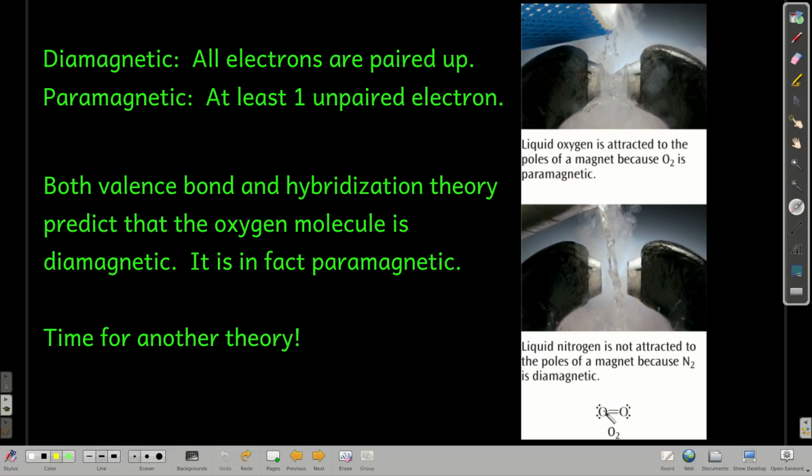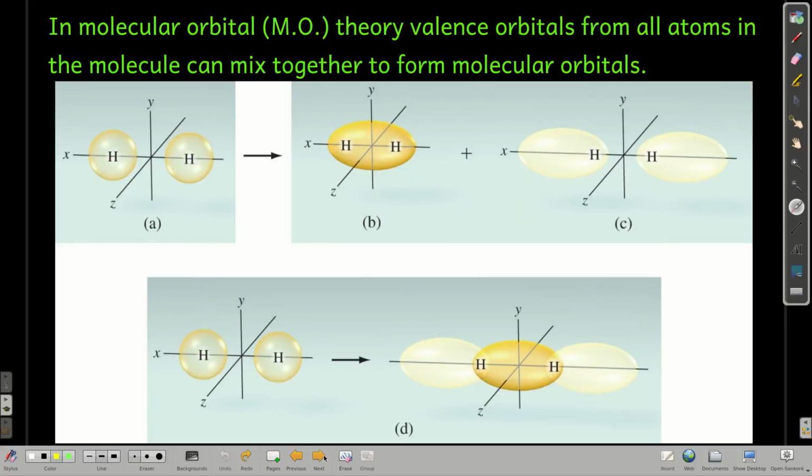There's the Lewis structure for it. All the electrons are paired up. That would make it seem to be diamagnetic. Same thing when you do hybridization theory, everything is paired up. So, time for another theory, molecular orbital theory.